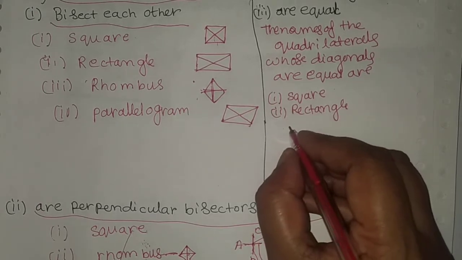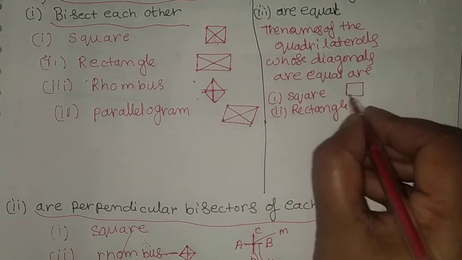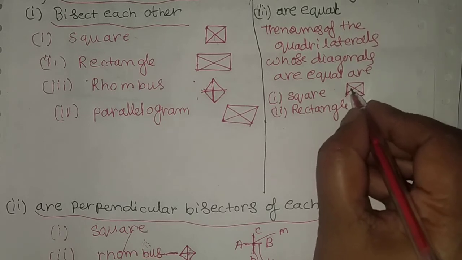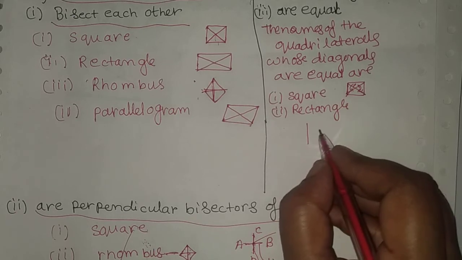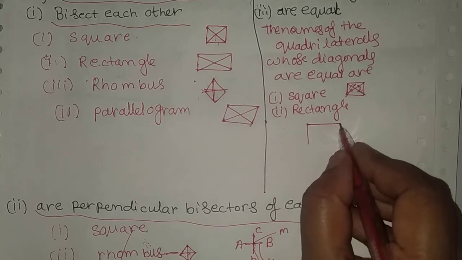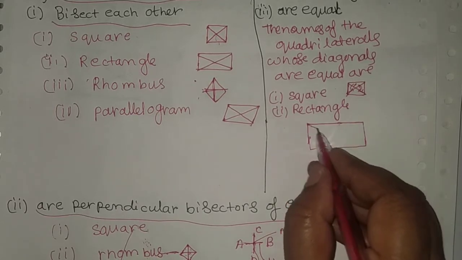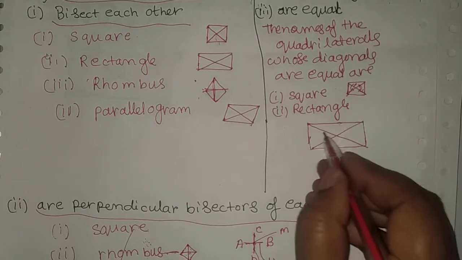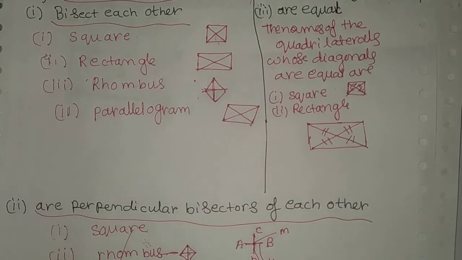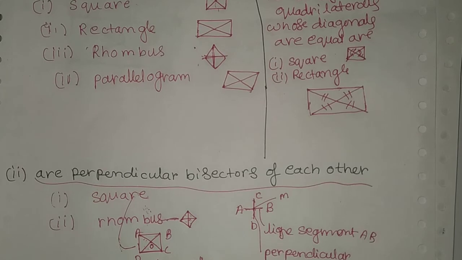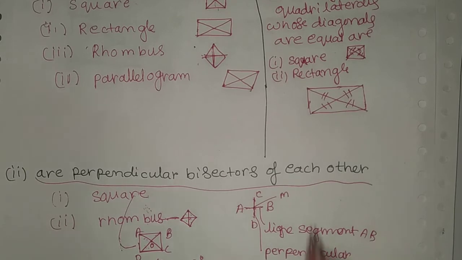See here, I will just write the square. These diagonals are all equal. Similarly, we take the rectangle. This is the rectangle. This is also the same thing, all the diagonal parts are equal. So these are the two names, square and rectangle. So this is the third part of the question.